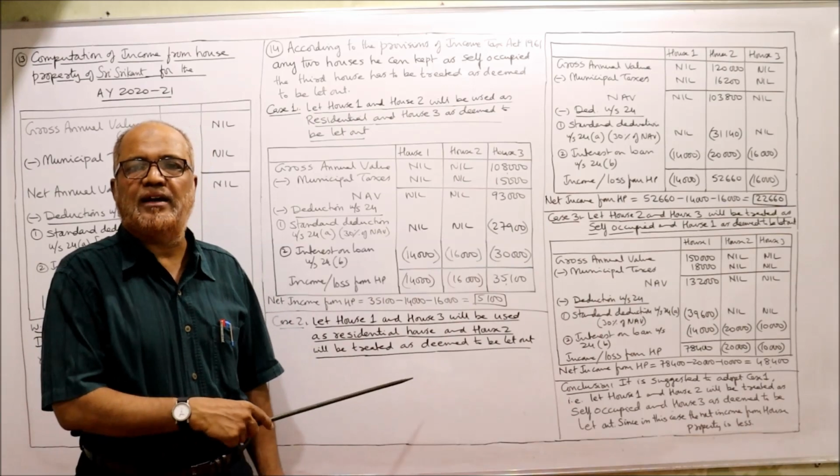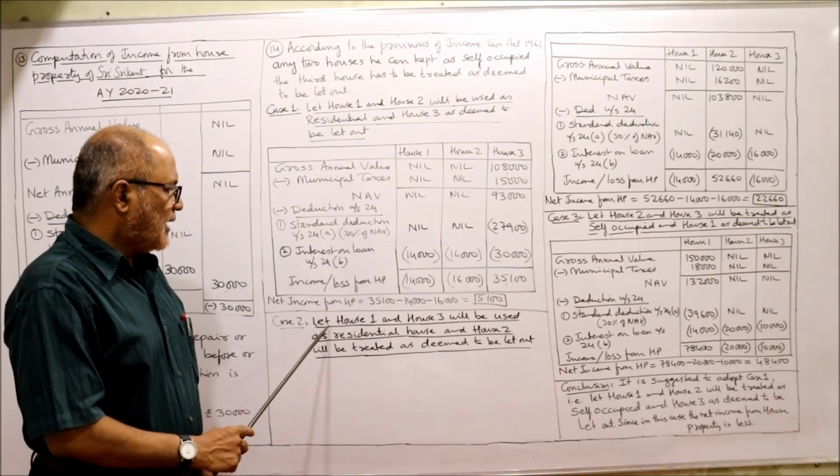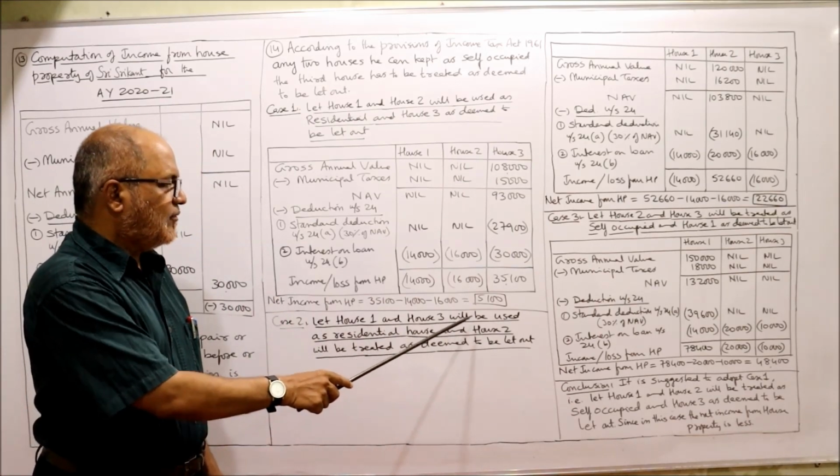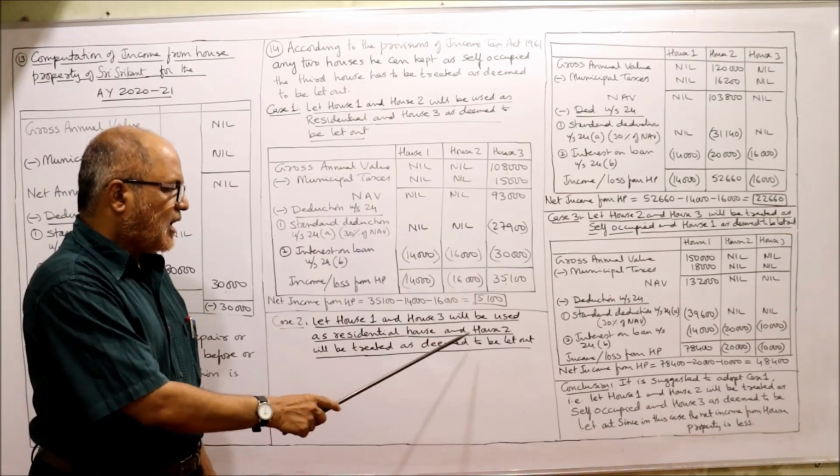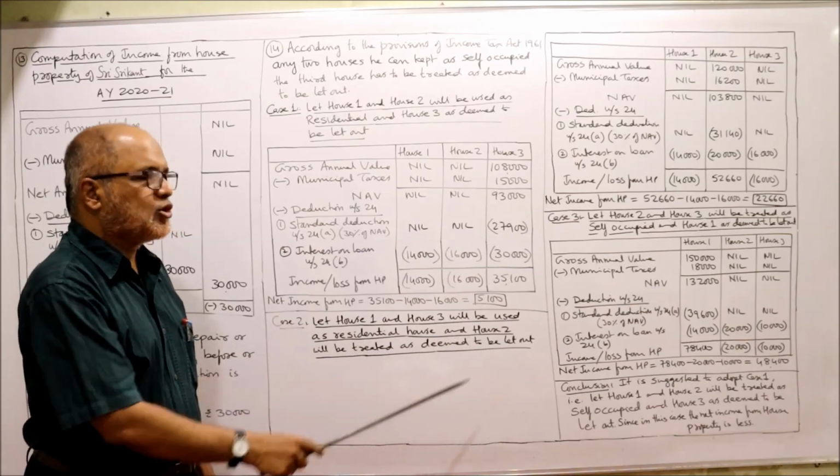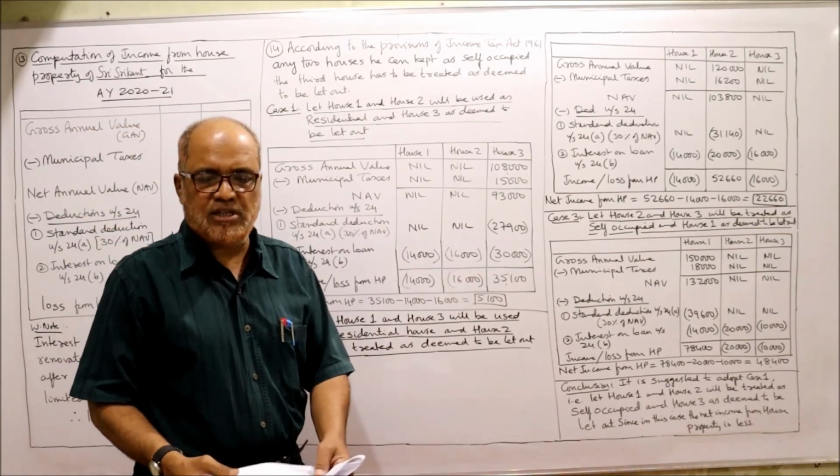And then again I'll find out what is the net income. So let house number 1 and house number 3 be used as residential and house 2 be treated as deemed to be let out. In that case, how much is the total income?